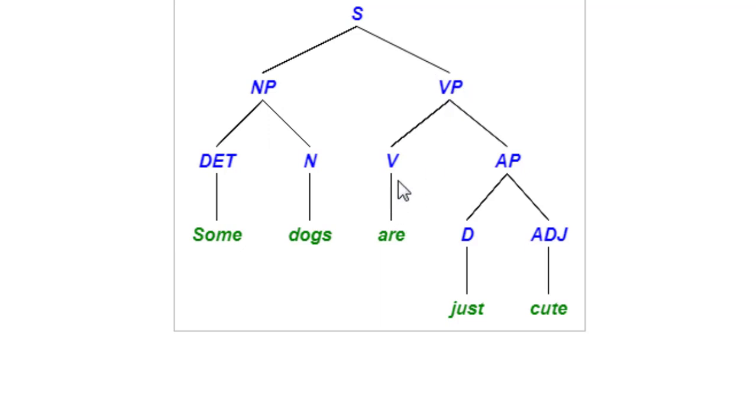The verb phrase contains a verb, which is "are," which is the verb to be, and an adjective phrase. The adjective phrase contains an adverb, which is an adverb of degree. That's why I put D here, it's degree, adverb of degree, which is "just," and it also contains an adjective, which is "cute." So now let's move to a more challenging sentence, which is this one.